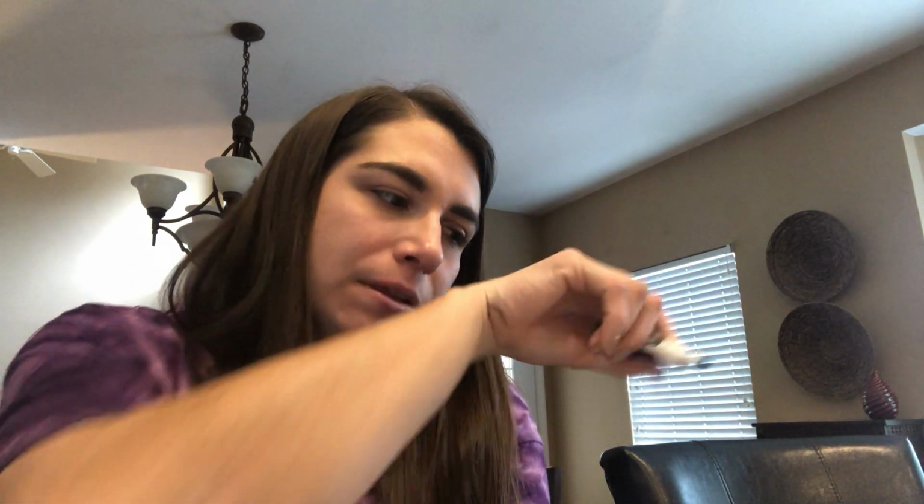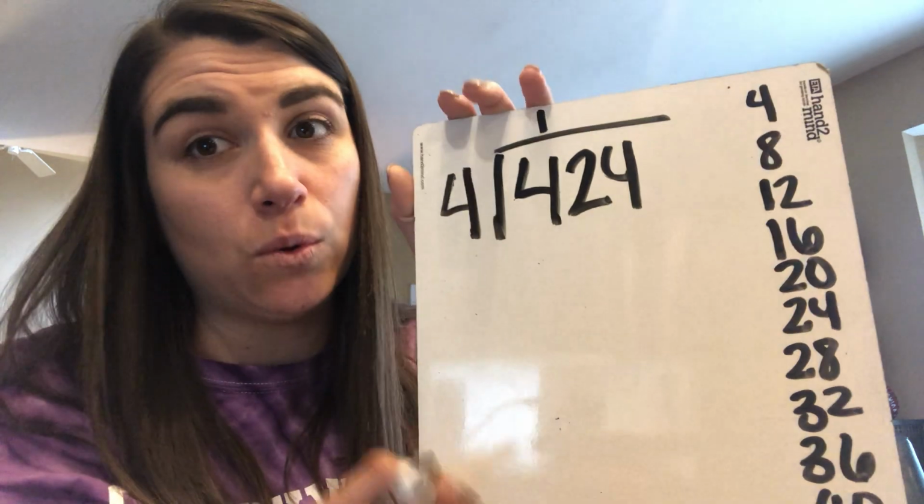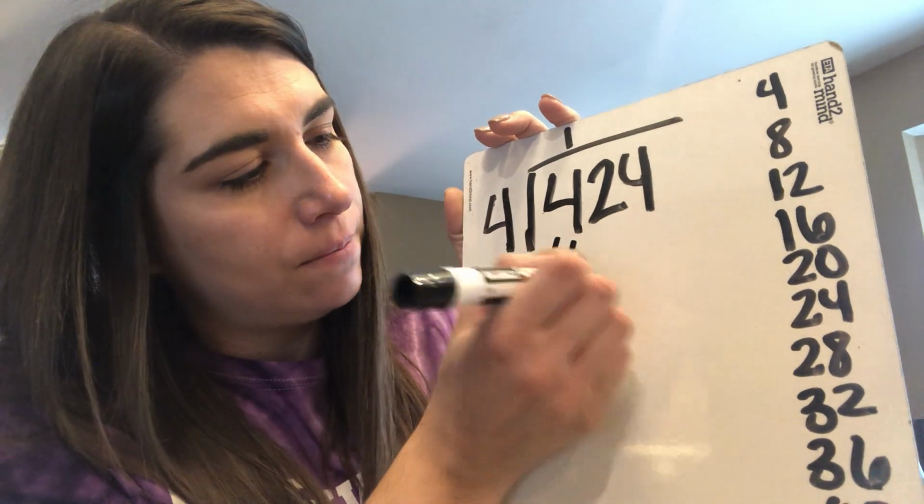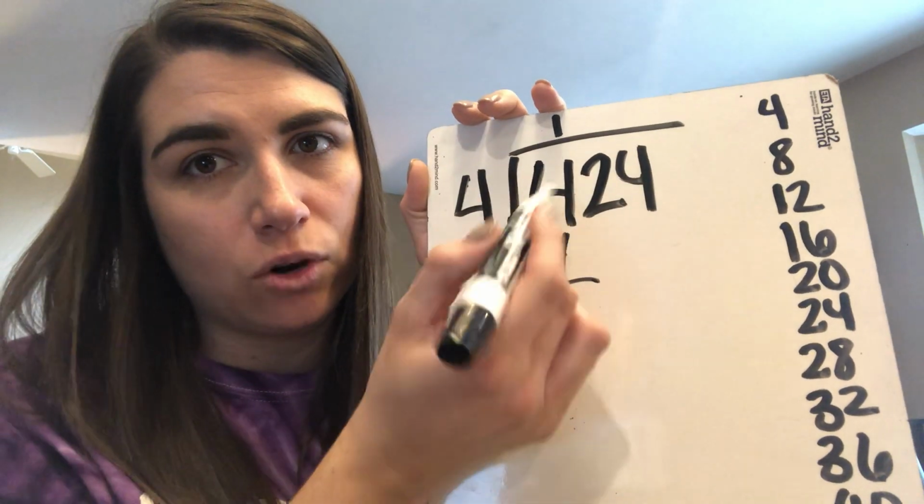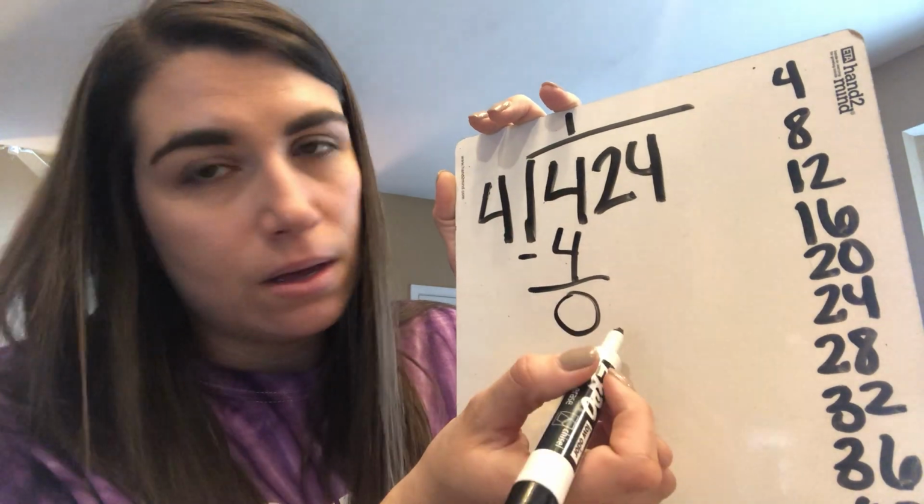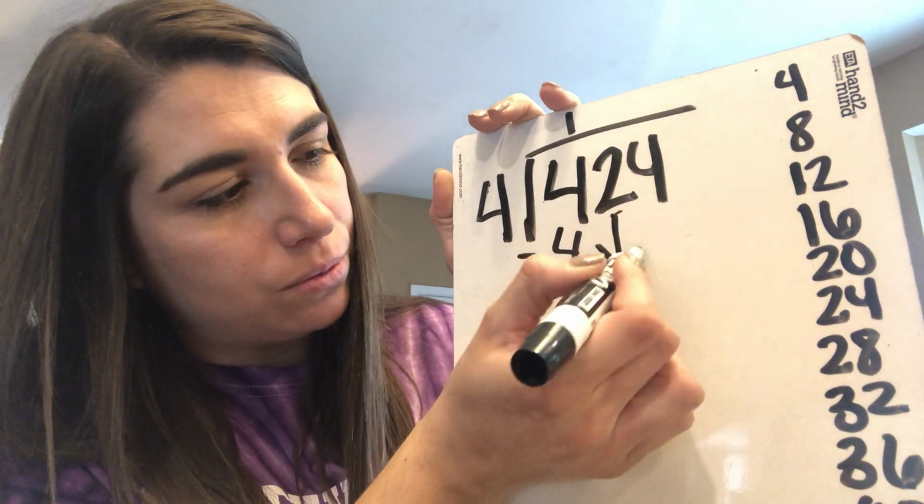All right, so now that you're back with me, we're going to go ahead and solve. So 4, what times 4 gets you closest to 4 without going over? So I know that's going to be 1. So 4 times 1 is 4. So this is going to be a 4. Now I'm going to subtract. 4 minus 4 is 0. And I have to bring down my 2.